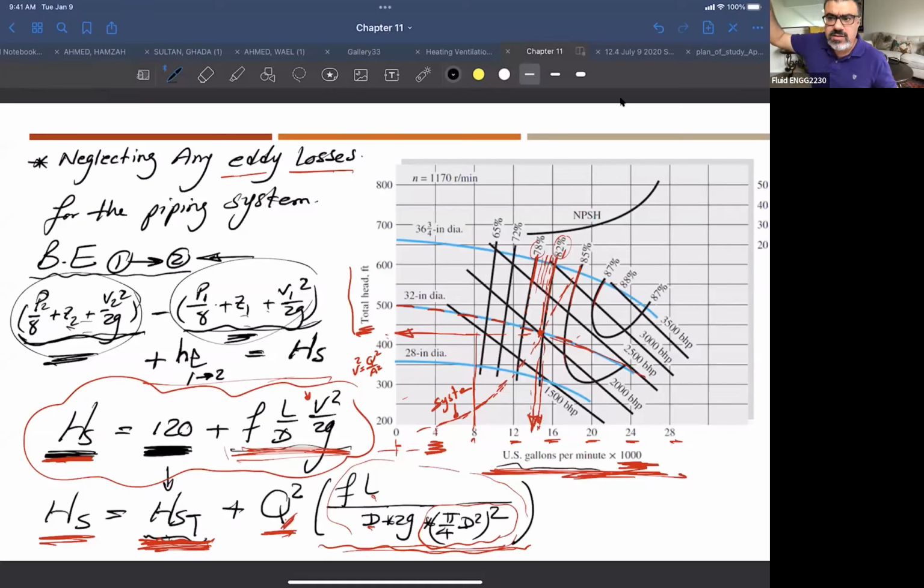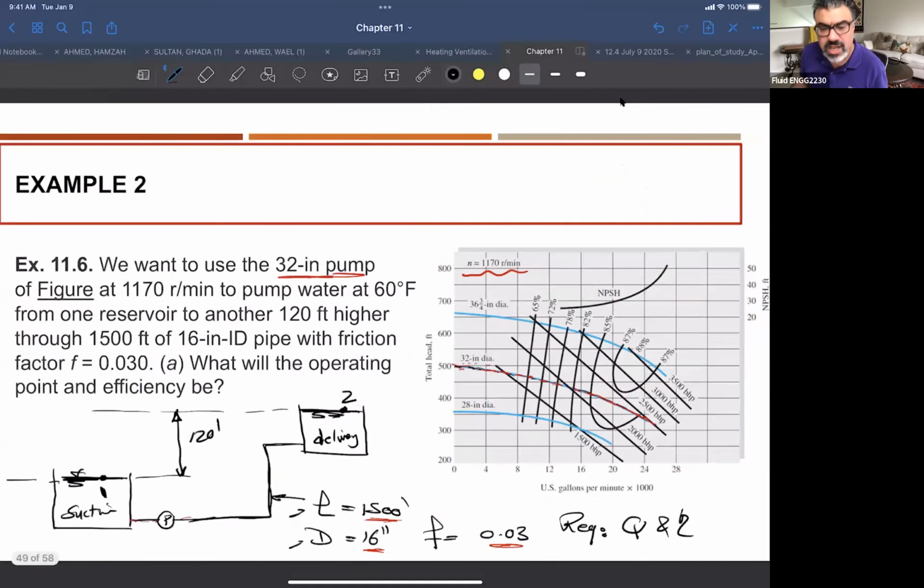But the other resistance is to push the fluid in the system, right? So in order to push the fluid inside the system, you have to overcome the total losses. That's why we are adding the losses to H static total here. And this is H static total plus the losses in the system. It just happened for this problem that we don't have any eddy losses, and that's why we only deal with the friction losses.